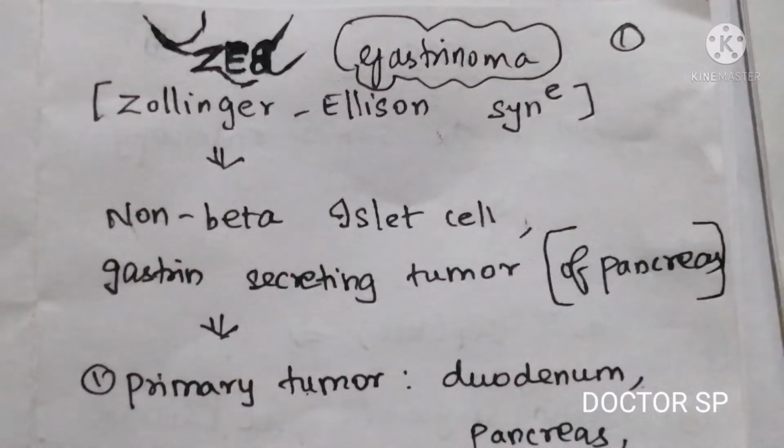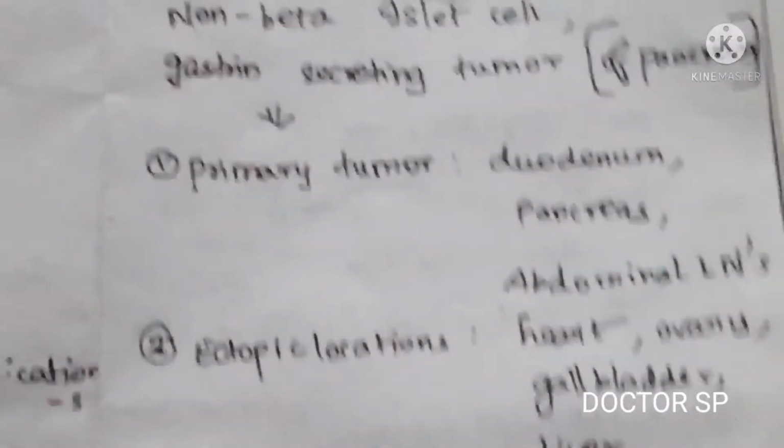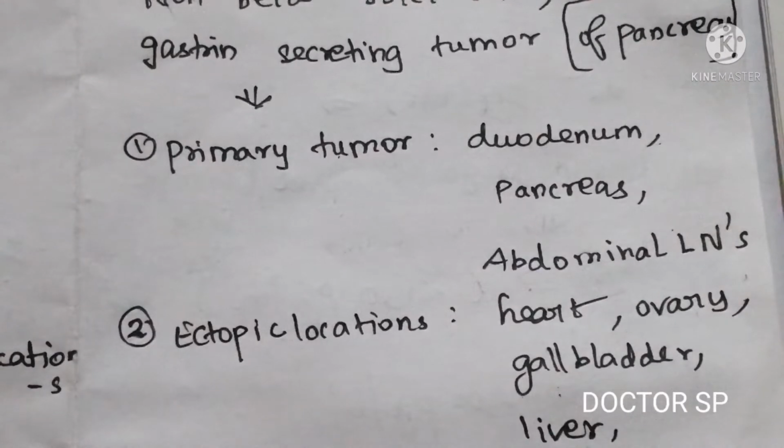Today we are going to talk about Zollinger-Ellison syndrome, ZES, gastrinoma. It is a non-beta islet cell gastrin-secreting tumor. It may present as a primary tumor in the duodenum, pancreas, abdominal lymph nodes, and it may also present in ectopic locations like heart, ovary, gallbladder, liver.